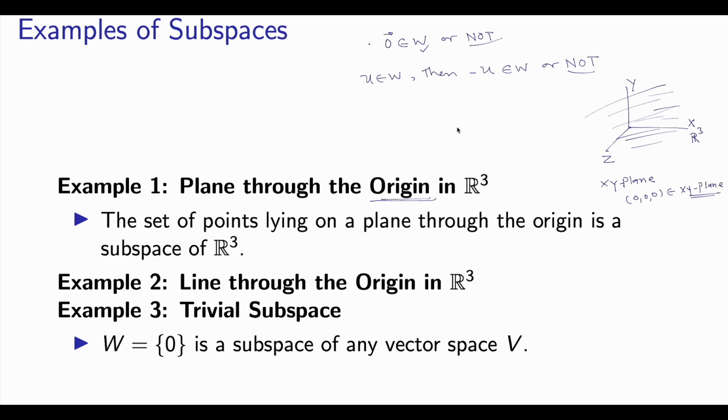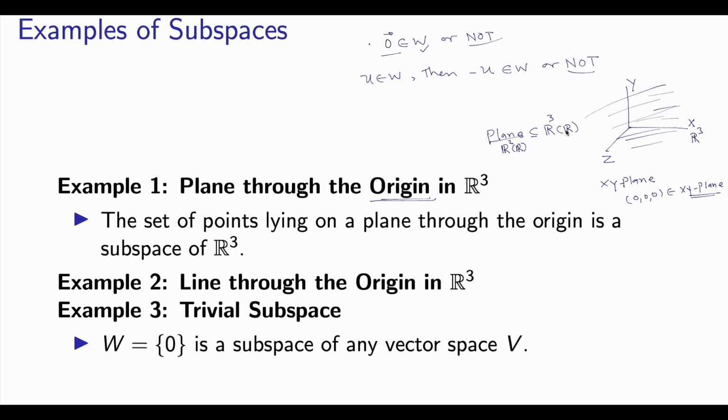right? As I told you, the first check is whether 0 belongs to W or not. And W is a subset. So the plane is going to be a subset of R3, R3 over R, the real vector space. Okay. So this is 3D and 2D. The plane is basically 2D, right? So the structure will be of 2D form, R2 over R. So this is clearly a subset of R3.